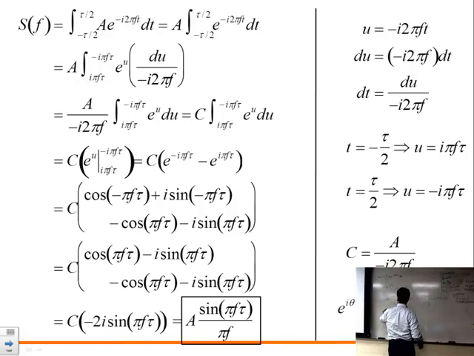So I get an A times the integral, going from minus pi f tau to plus pi f tau, of cosine y dy over 2 pi f, minus i times the integral of sine of y dy over 2 pi f, same thing, from minus pi f tau to plus pi f tau. Did I do that right? Shouldn't the tau be over 2? Oh, yeah.